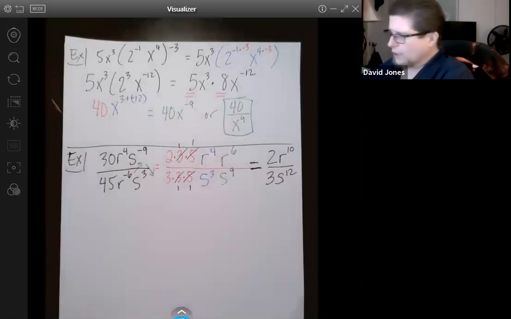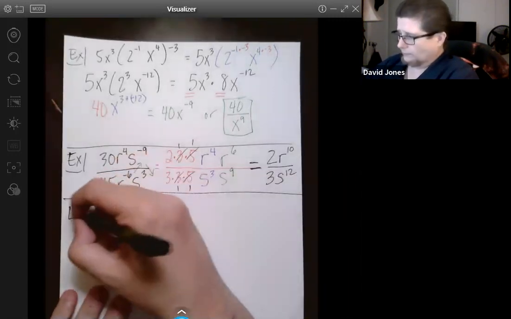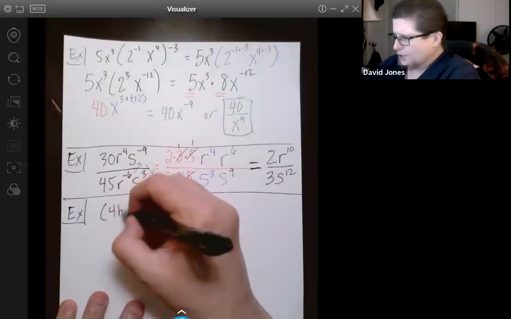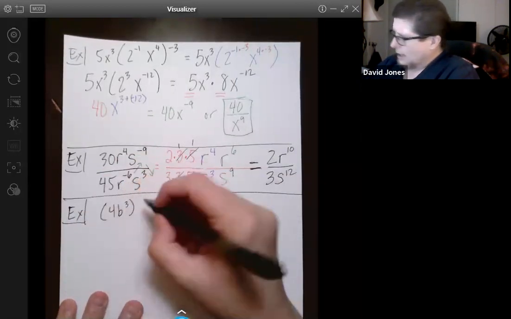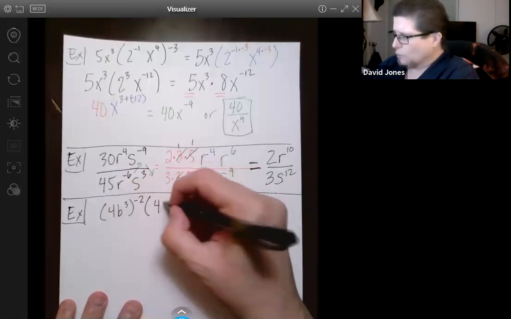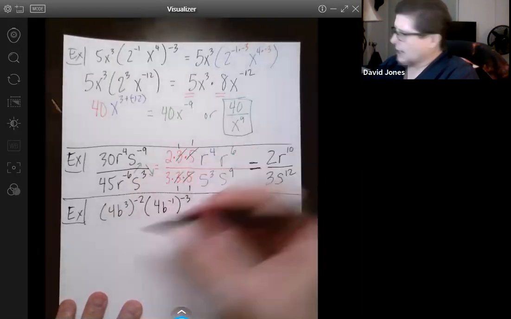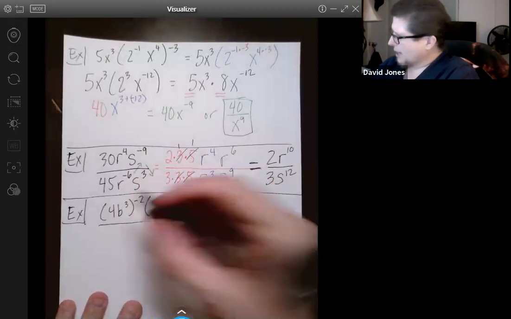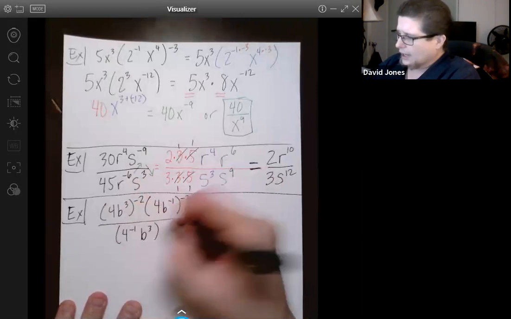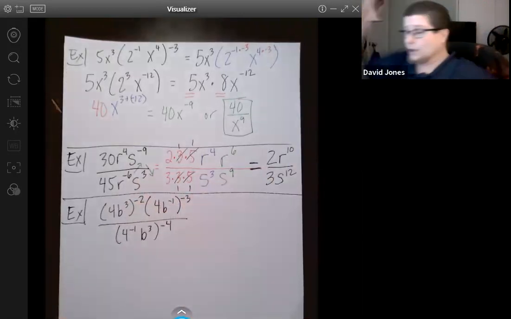Here's another one for you. I'll start you off with 4b cubed. And we're going to raise that to the negative 2 power. And then we're going to have 4b to the negative 1. And I'll raise that to the negative 3 power. And then on bottom, I'm going to have in parentheses 4 to the negative 1 and b cubed. And all of that will be to the negative 4 power. Go ahead and try to work that out.